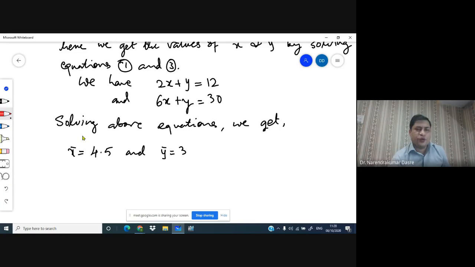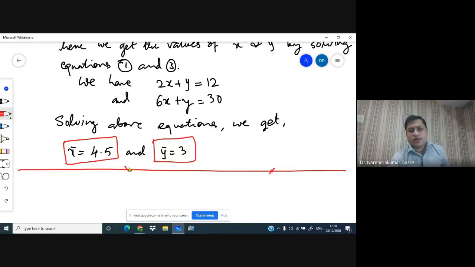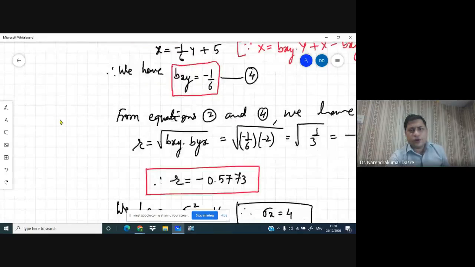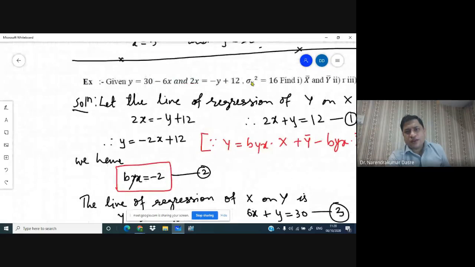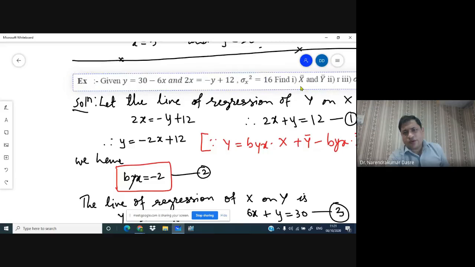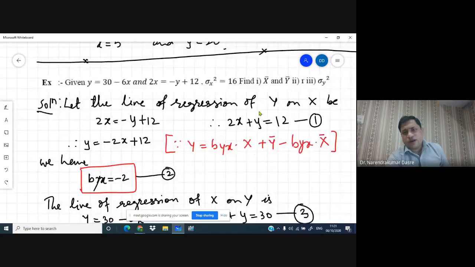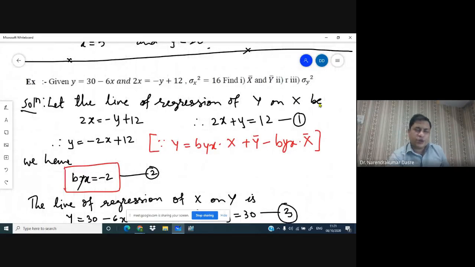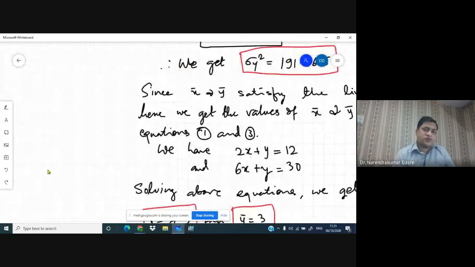wanted to know. So we wanted to calculate the value of x bar, the value of y bar, and we got it here. Okay, so we can see what we wanted to know. We wanted to know sigma x, y bar, and then we wanted to know r, and then we wanted to know about sigma y square, and then we have calculated it. Okay.